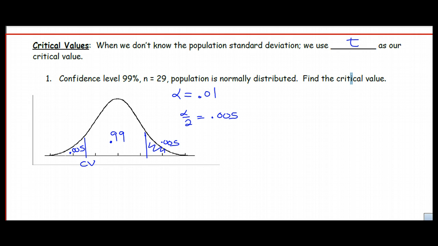Now, just like before when we did proportions, I want this critical value right here. Before we did inverse norm, and this time we're going to be doing inverse t. For inverse t, it's going to be area to the left, comma, degrees of freedom. Let's go to our calculator and see how we do this.